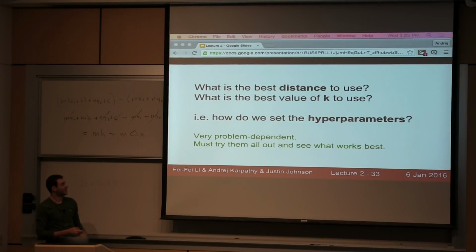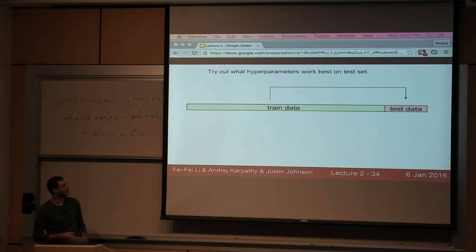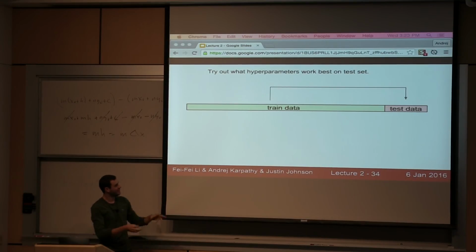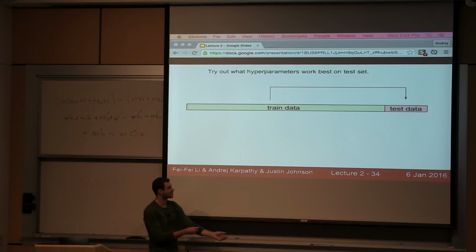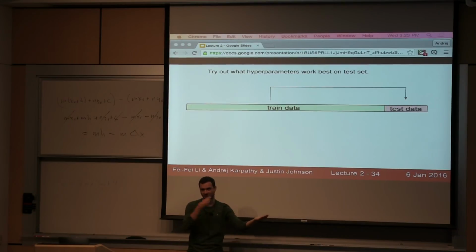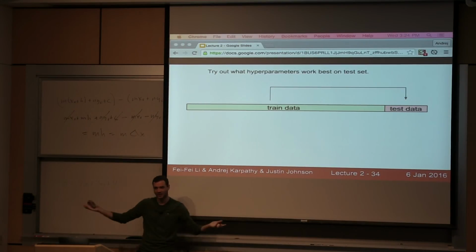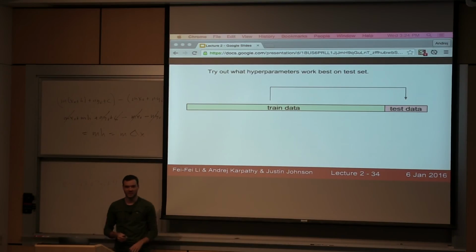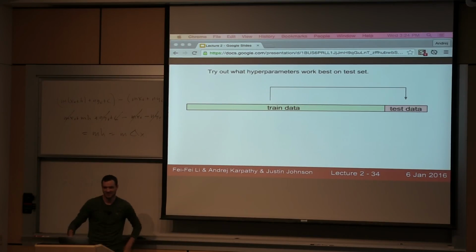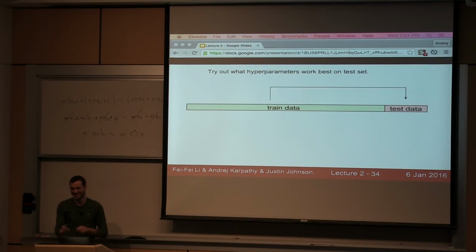So here's an idea. We have to basically try out lots of different hyperparameters. So what I'm going to do is I'm going to take my train data, and then I'm just going to try out lots of different hyperparameters. So I have my test data, and I try out k equals 1, 2, 3, 4, 5, 6, 20, 100. I try out all the different distance metrics, and whatever works best, that's what I'll take. So that will work very well, right? No. It won't work very well?